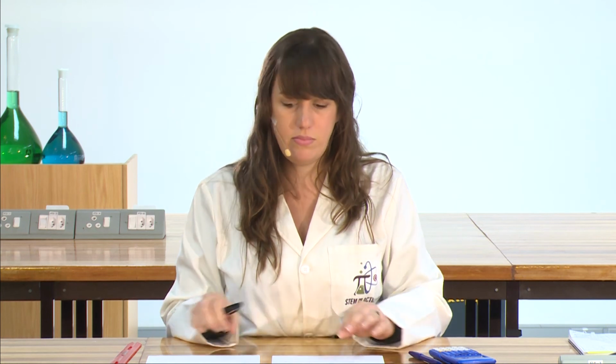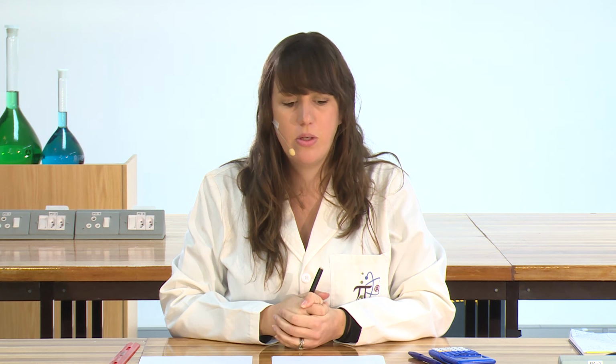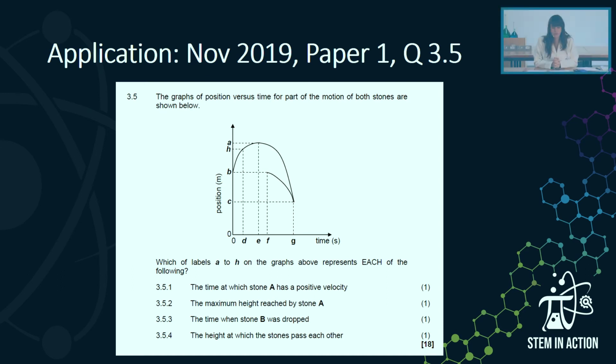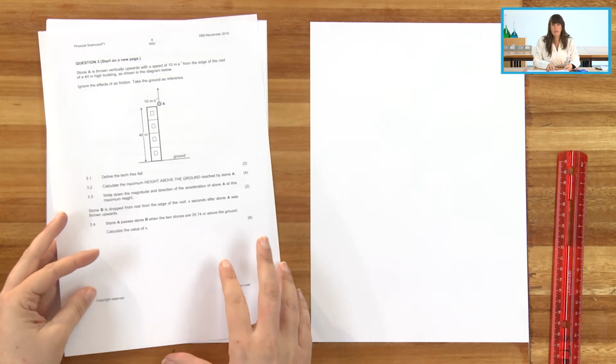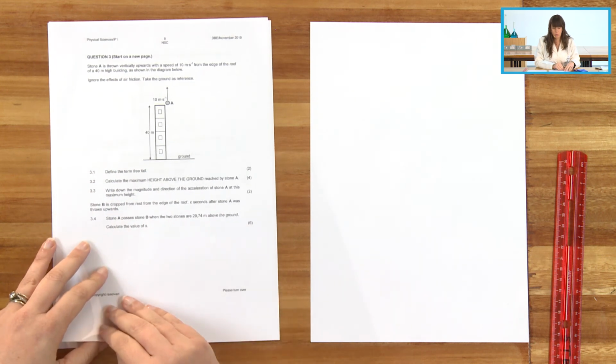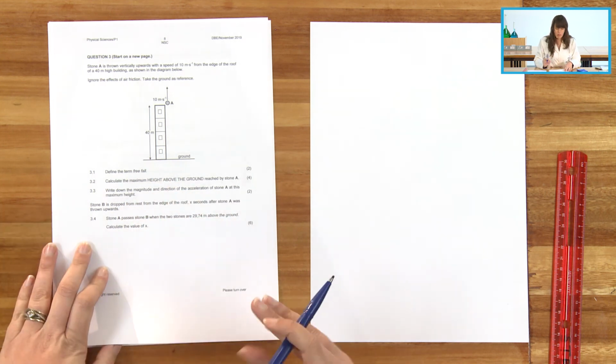Let's have a look at November 2019, question 3.5. Question 3.5 says the graphs of position versus time for part of the motion of both stones are shown below. Remember what stones they are talking about? We did the beginning part of question 3 in vertical projectile motion part 1, and we found these answers here. I can just remind you of some of the answers.